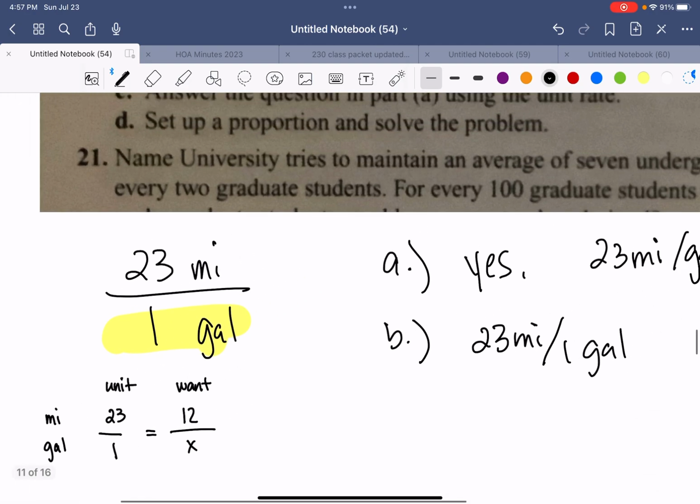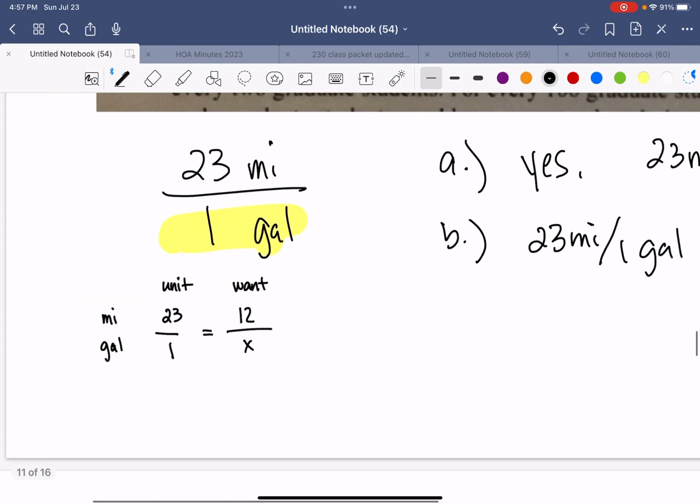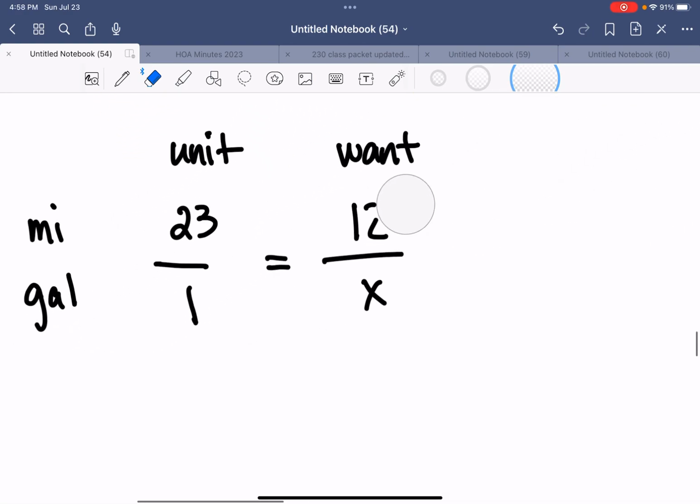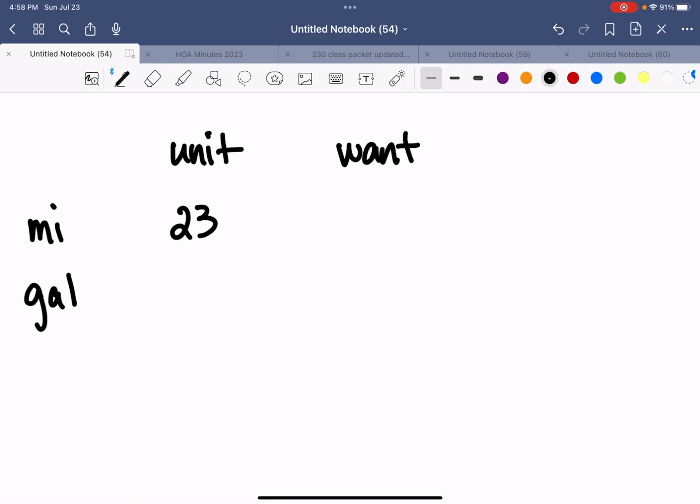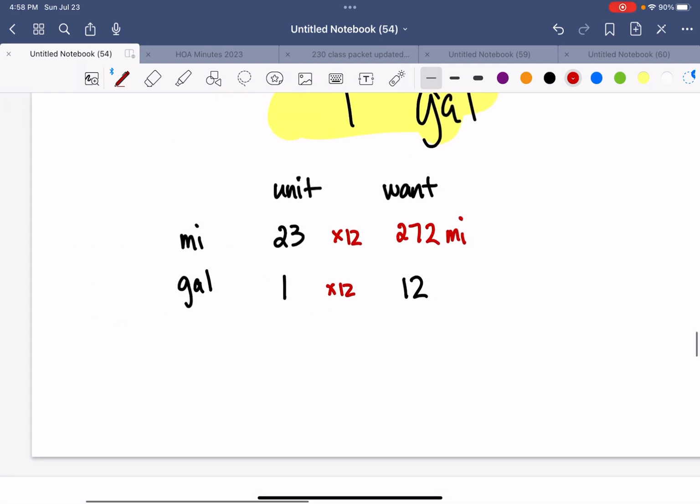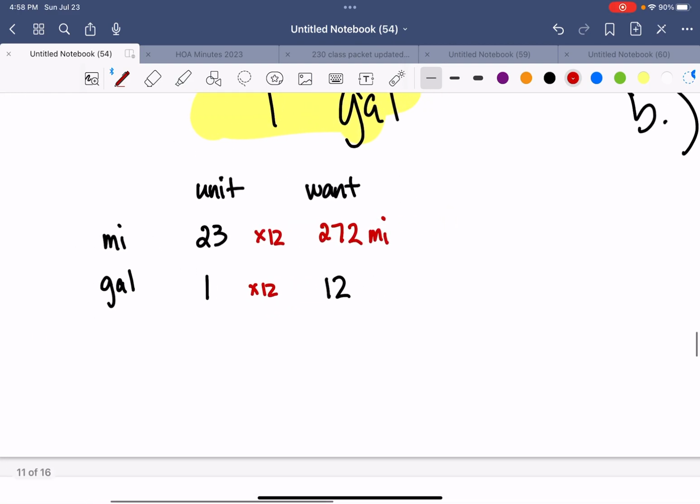Wait, hold on. I feel like I put it in the wrong spot. I did. So let's scratch that and go back. So let's take away this and this. We had 23 miles in 1 gallon, and I want to know how far 12 gallons will get me. And now we can set this up as a unit rate strategy because I have a unit up there, and it was given as 1. And now I'm just going to multiply top and bottom by 12 to get what I want. So 23 times 12 is 276, I think, miles in 12 gallons. Okay, and so that would be my part C.